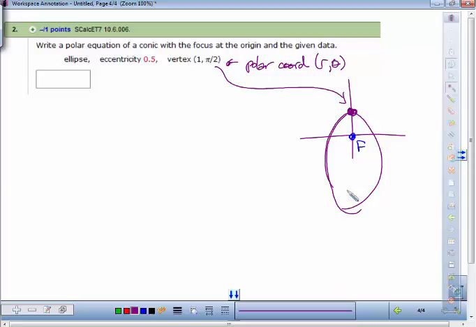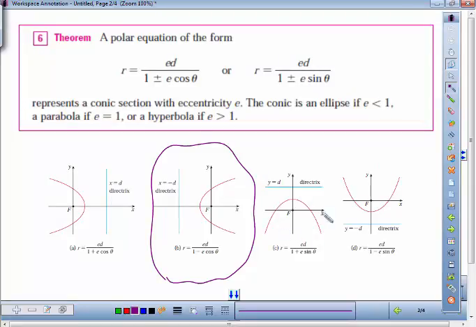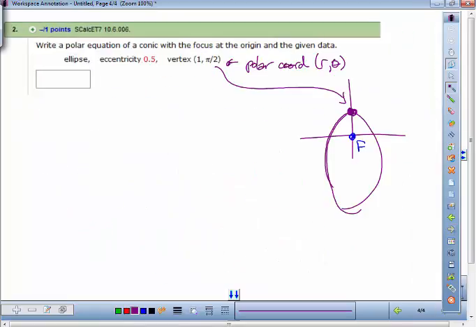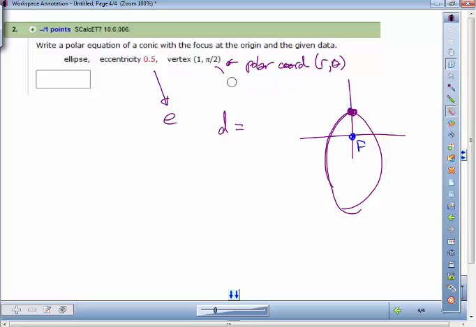So what do you need for an equation for something like this? It looks like we're going to need the sine, opening up downward. I'm going to need a positive and then a sine for this one. So e is given. You have to find d. And remember that d is the directrix. Where's the directrix going to be for this case? Where? y equals 3? How'd you get 3?